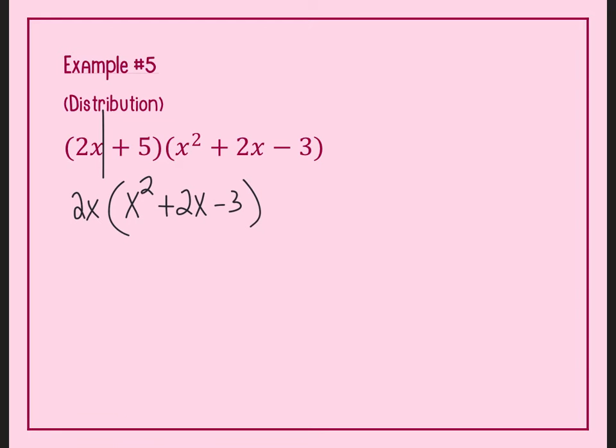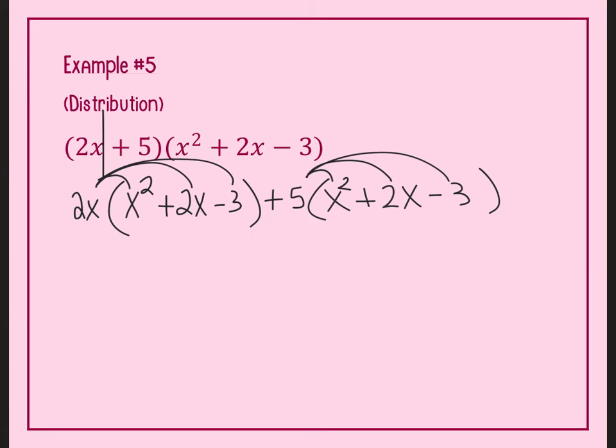Okay. Then I'm going to take that plus 5 that's right here, and I'm going to multiply it by the whole second parentheses. So I'm going to distribute this all the way, and I'm going to distribute this all the way. And I'll go ahead and use 2 different colors when I distribute.